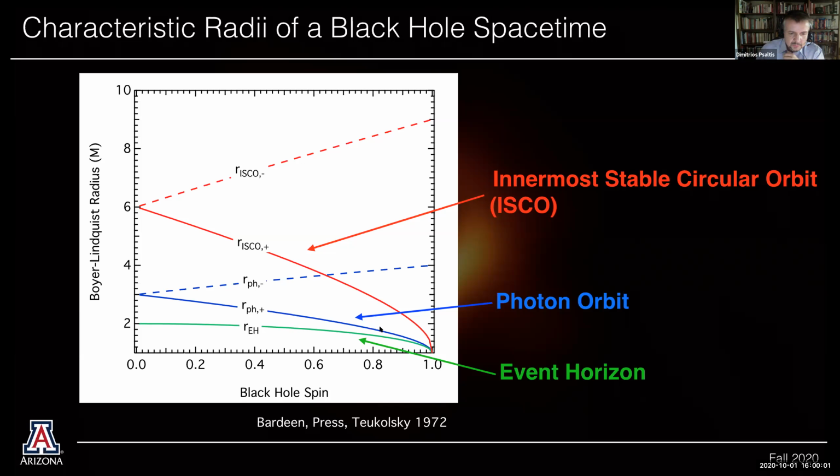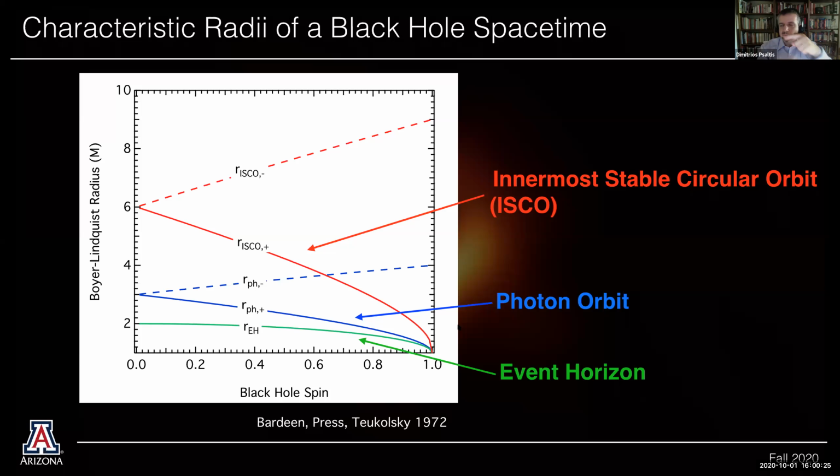But then there's that blue curve here, the photon orbit, which is the place where, if I were to shoot a photon perpendicular to its radius, the photon will make a perfect circle in a non-spinning black hole and come back, forming a perfect orbit. And it turns out that this is an important radius that determines what the shadow is.